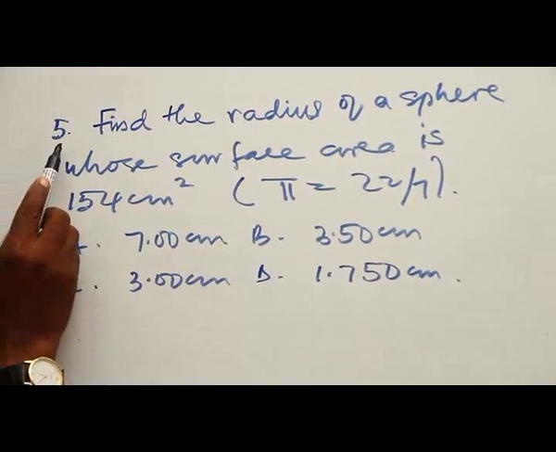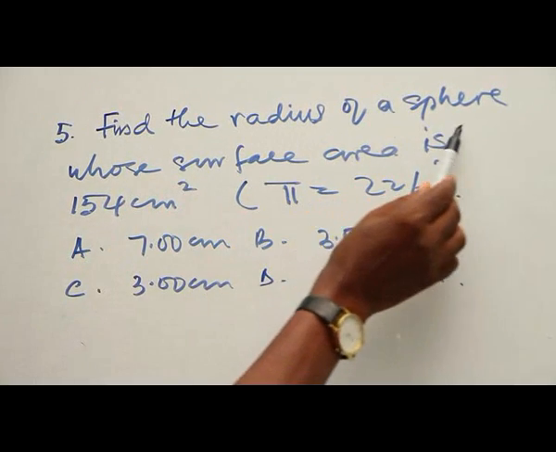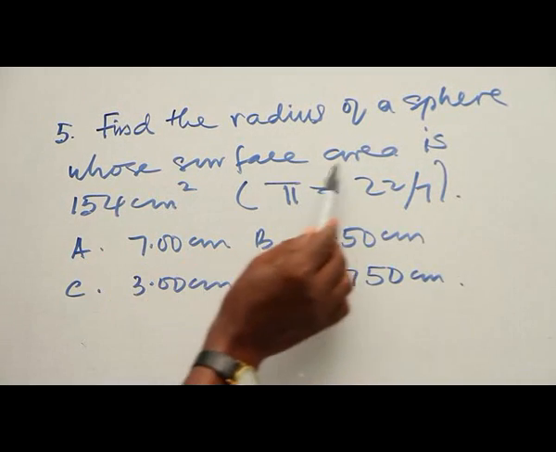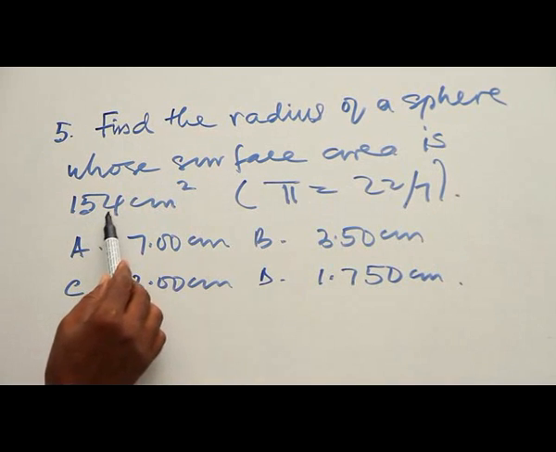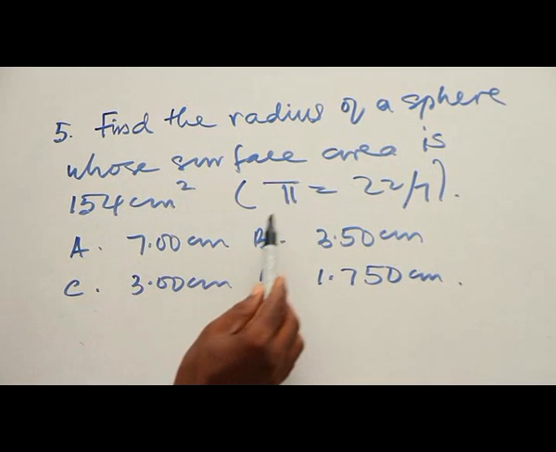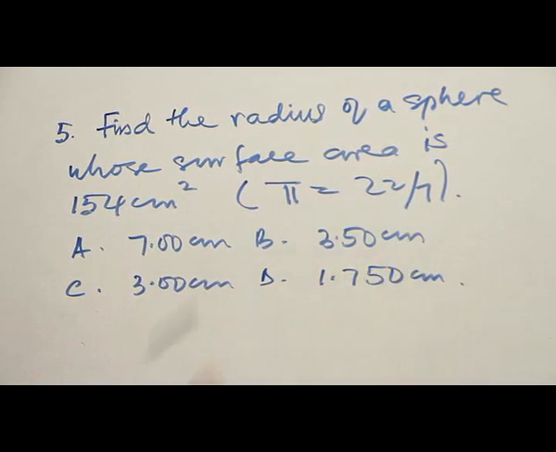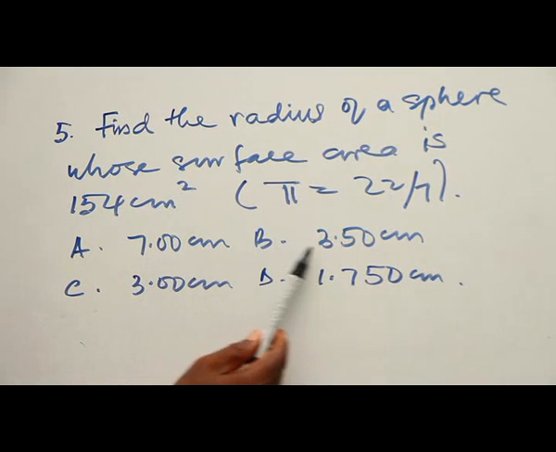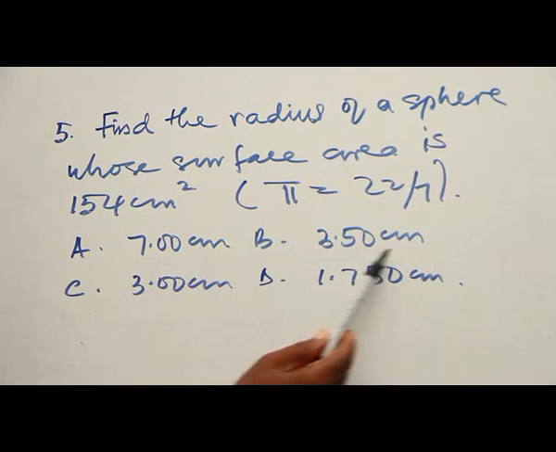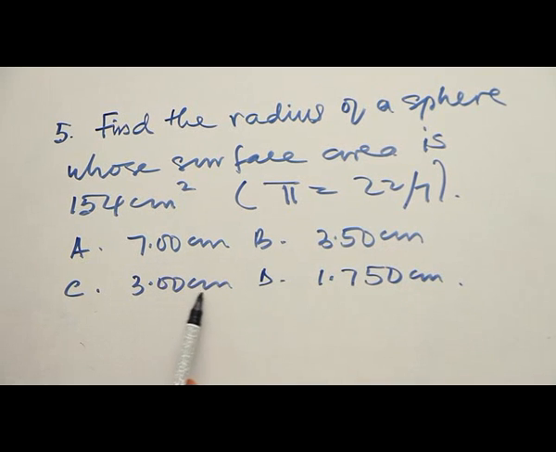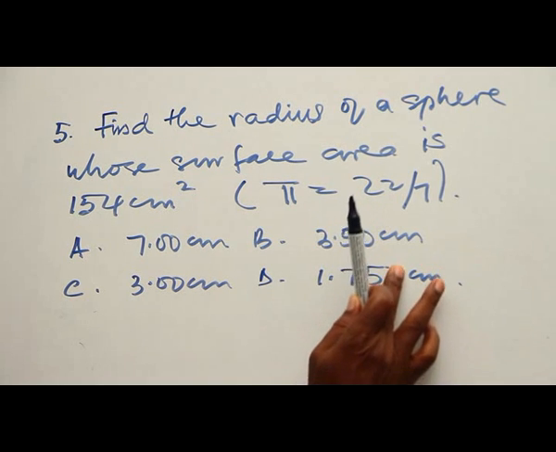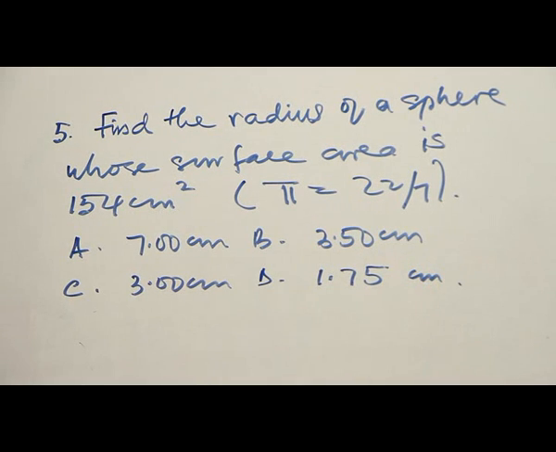Example number 5. Find the radius of a sphere whose surface area is 154 centimeters squared. Take your pi to be 22 over 7. You have option A 7 centimeters, B 3.5 centimeters, C 3.00 centimeters, D 1.75 centimeters.